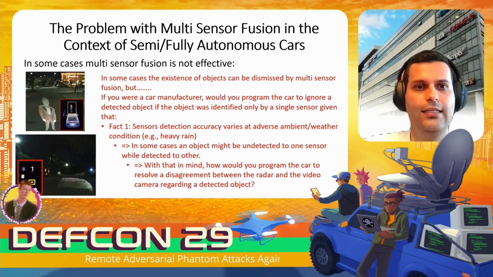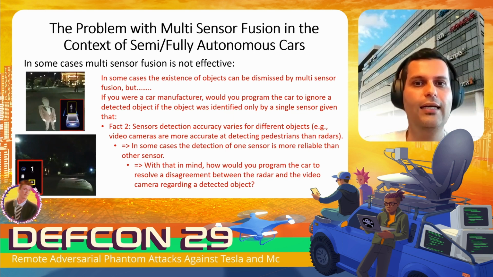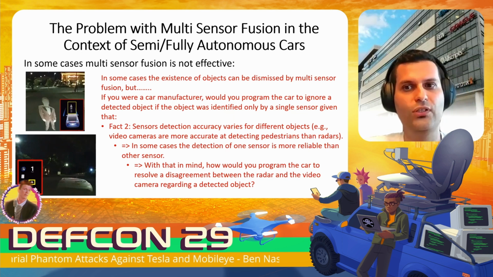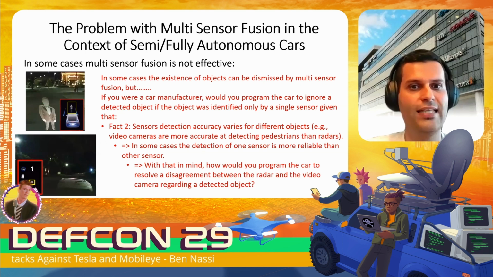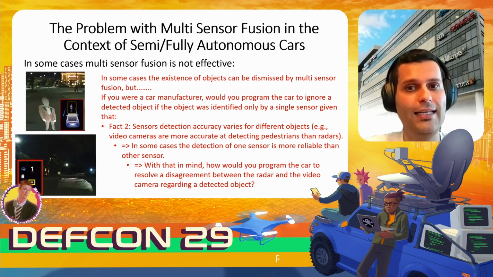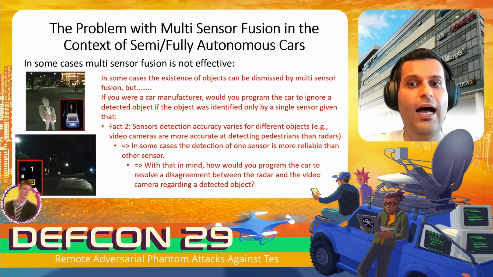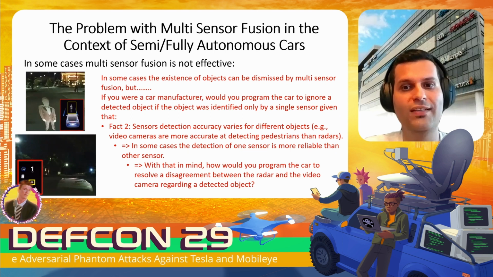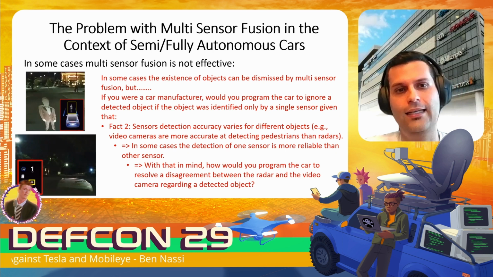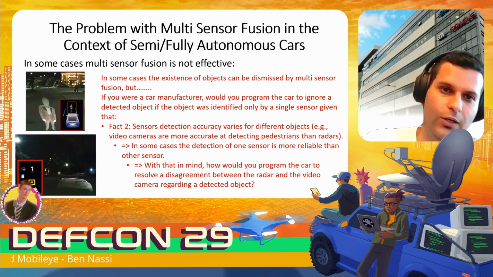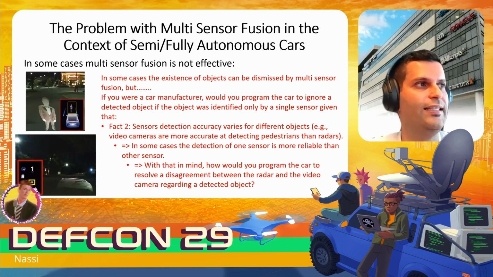Here is another interesting scenario. Sensor detection accuracy varies for different objects. It is a known fact. For example, it is known that video cameras are more accurate at detecting pedestrians than radars. In some cases, the detection of one sensor is more reliable than another sensor. With that in mind, how would you program the car to resolve a disagreement between the radar and the video camera regarding a detected object? So these are basically questions that I ask you.